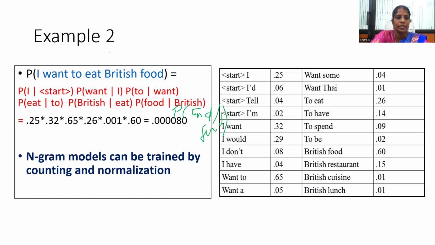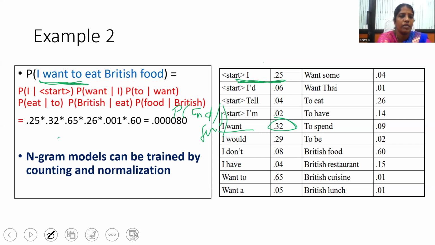From that we can take the probability of I given start. That is, if you are finding the probability, it will be given as start I. Start symbol and I, the probability is 0.25. Similarly, here you are calculating for I want. I want is here, that is 0.32. Take that one.